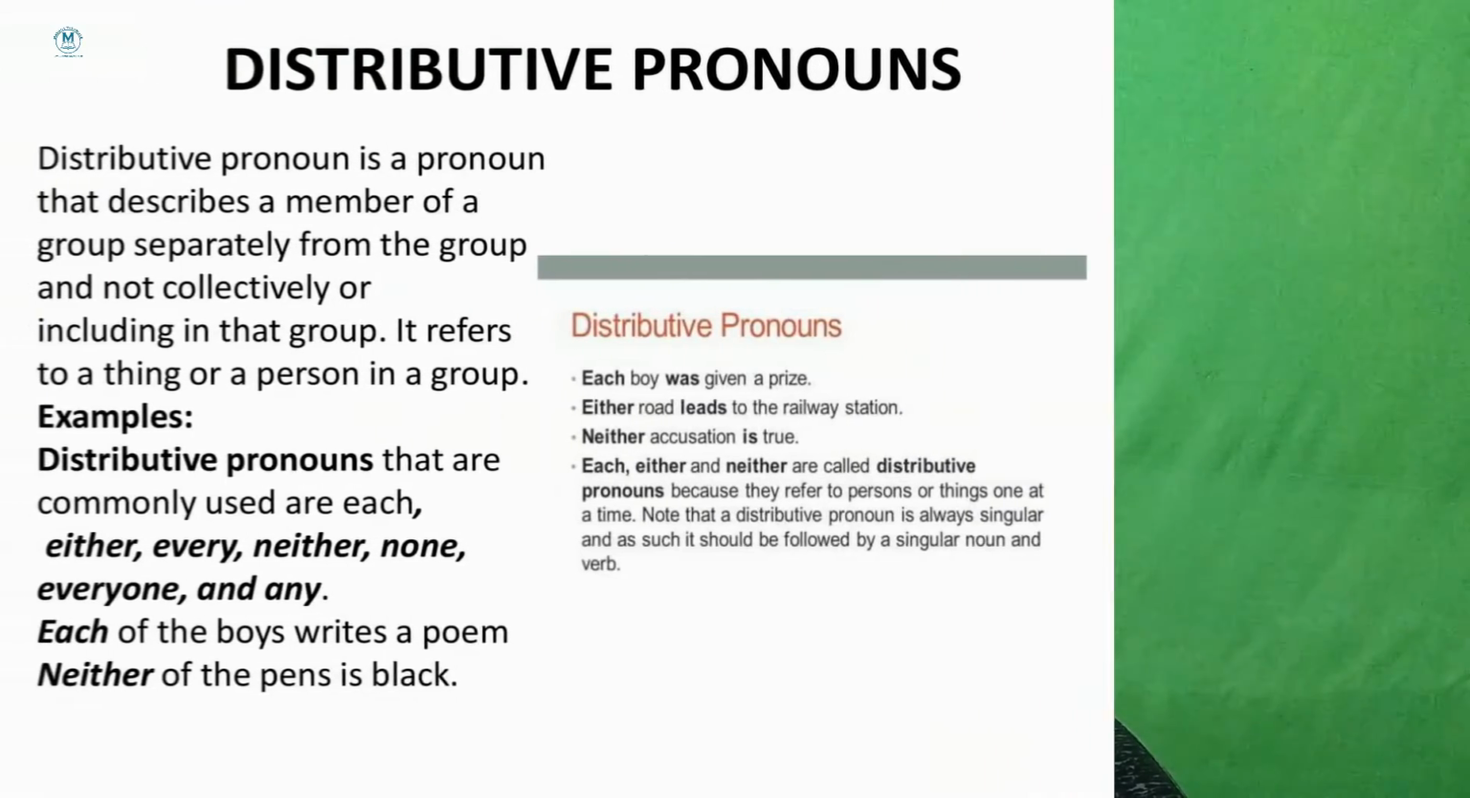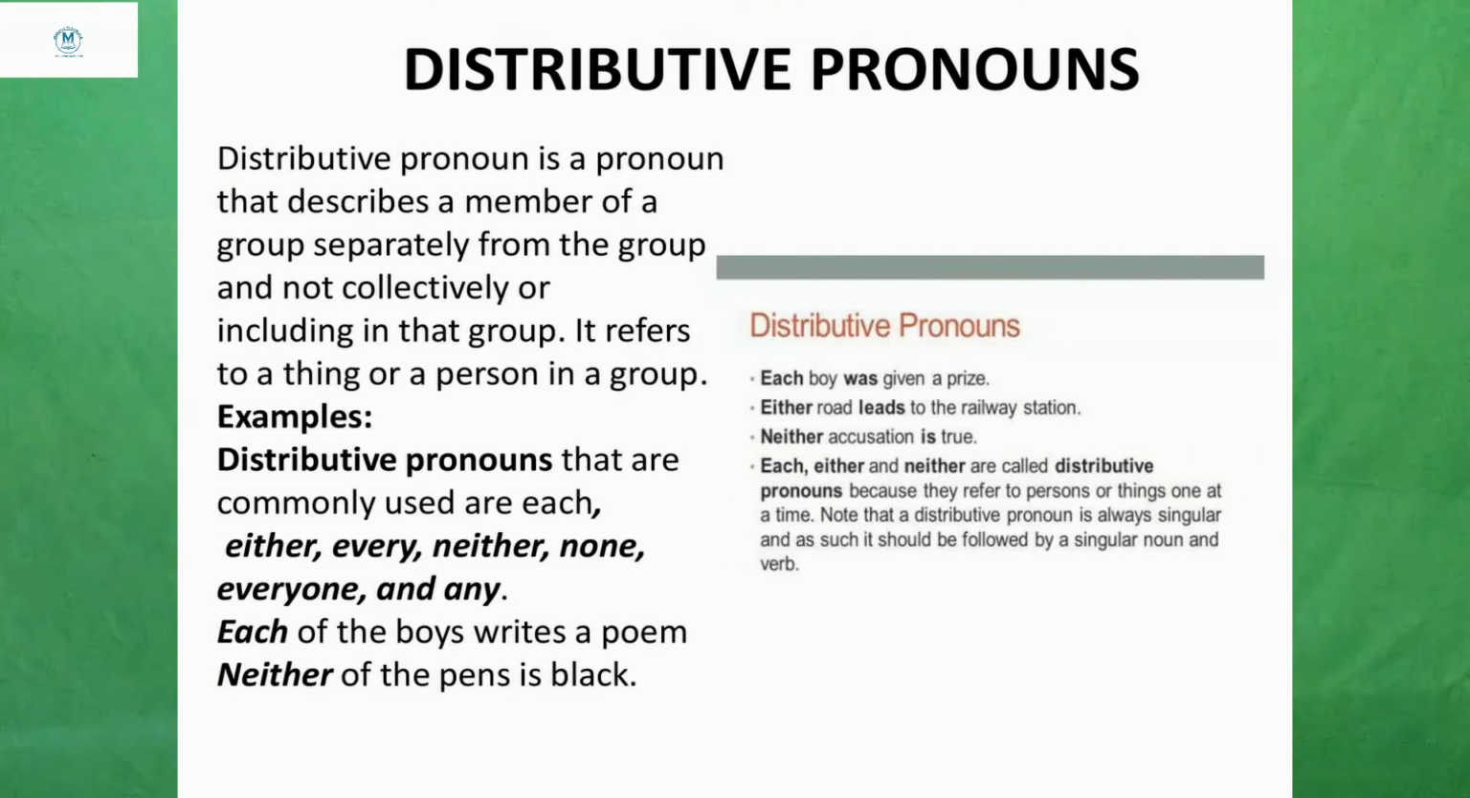Means, you want to say, this road is leading to the railway station, and that road is also leading to the railway station. In that scenario what can you say? Either road leads to the railway station. Here you are using the pronoun either. These two roads lead, means you are saying either road leads to the railway station. So you are discussing the topic that the two roads will reach you to the railway station. Here you are using a distributive pronoun, either.